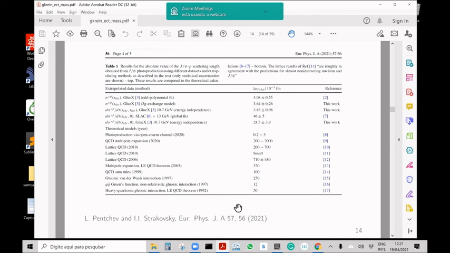Right, yeah, thank you. But I think this remark regards this photoproduction, right? Yes, the remark certainly regards the photoproduction. Yeah. Right.